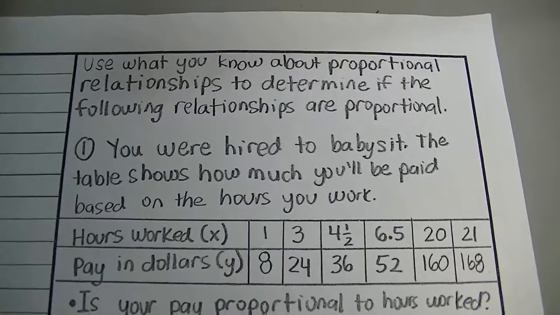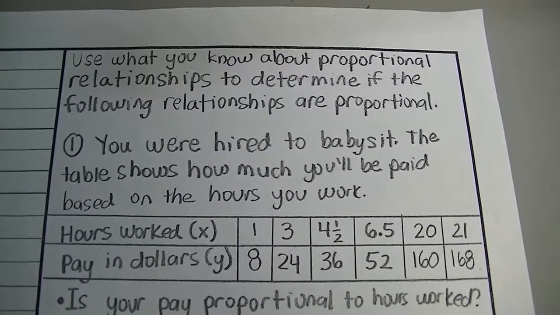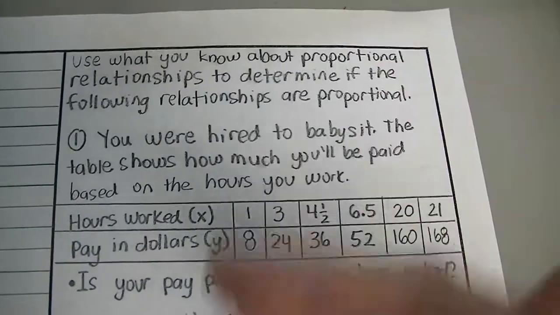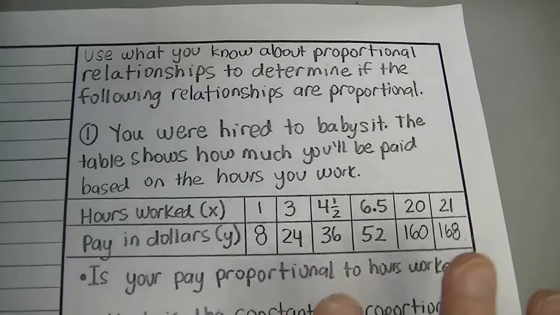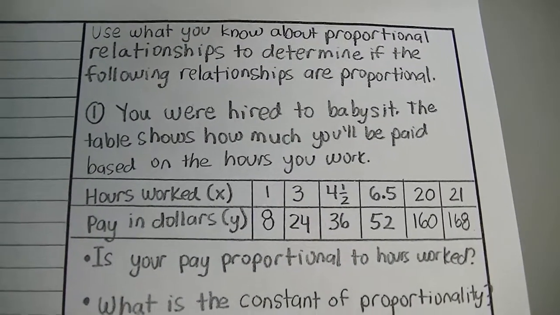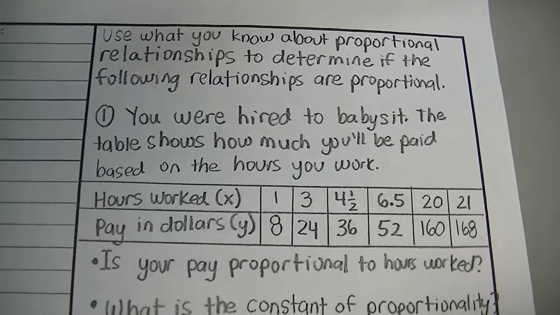These problems want you to use what you know about proportional relationships to determine if the following relationships are proportional. So I'm giving you some tables here, and their values are already all filled into them. And I just need you to determine, hey, is this relationship displayed in the table proportional or not proportional?